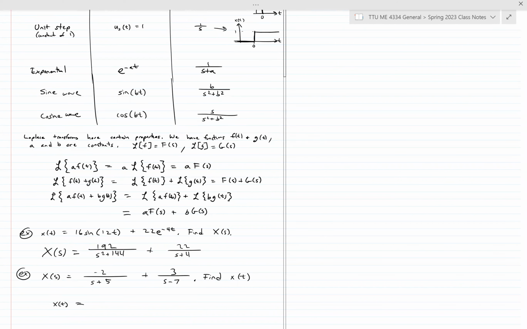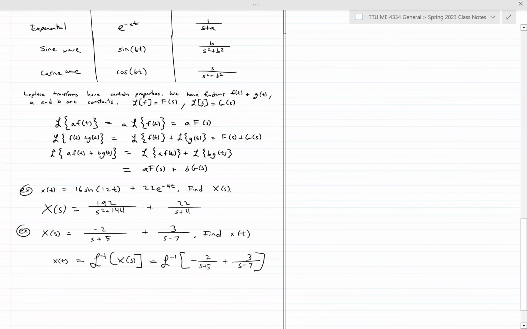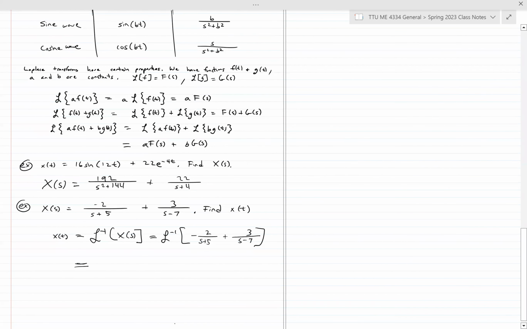Let's walk this one through together, I guess. Let's do that. Just don't want to sit here in silence the entire time. All right, so x of t should be an inverse Laplace transform of X of s, right? So we have an inverse Laplace transform of this thing that we just wrote out. Right? What do we do from here? What is our next step?